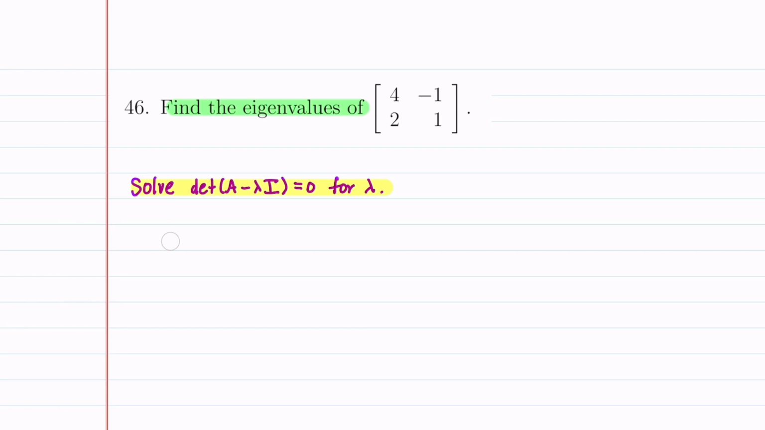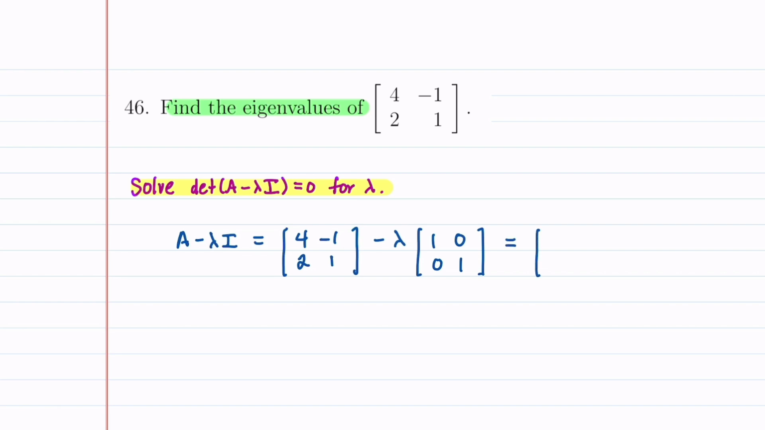Let's first compute A minus lambda I. That's going to be our matrix 4, 2, minus 1, 1. And then we're going to subtract off lambda times our identity matrix. And this is going to give us 4 minus lambda, minus 1, 2, and then a 1 minus lambda. So that's A minus lambda I.